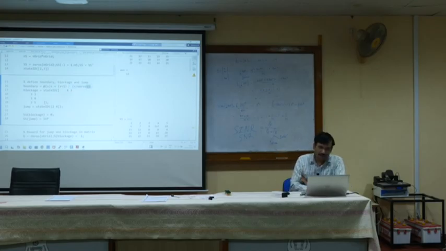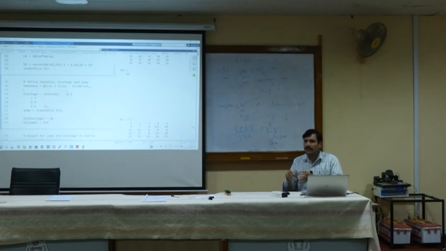So that's how I have defined the boundary here. You can also define it in another way. This is how I have defined it. You can write an if-else function also, or you can write another function file also.